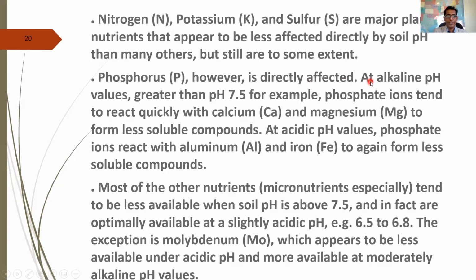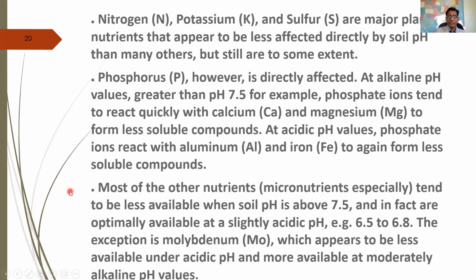At alkaline pH values, greater than 7.5 for example, phosphate ions tend to react quickly with calcium and magnesium to form less soluble compounds. At acidic pH values, phosphate ions react with aluminum and iron to again form less soluble compounds.